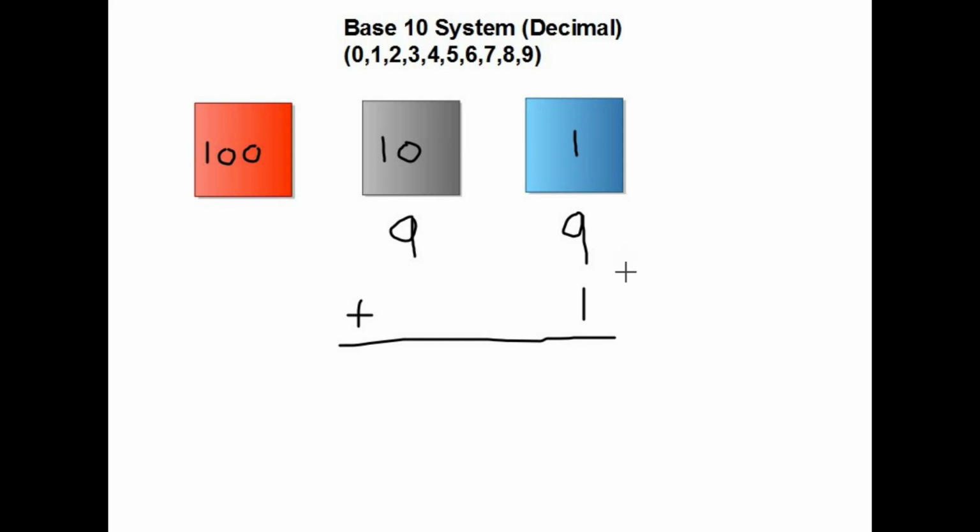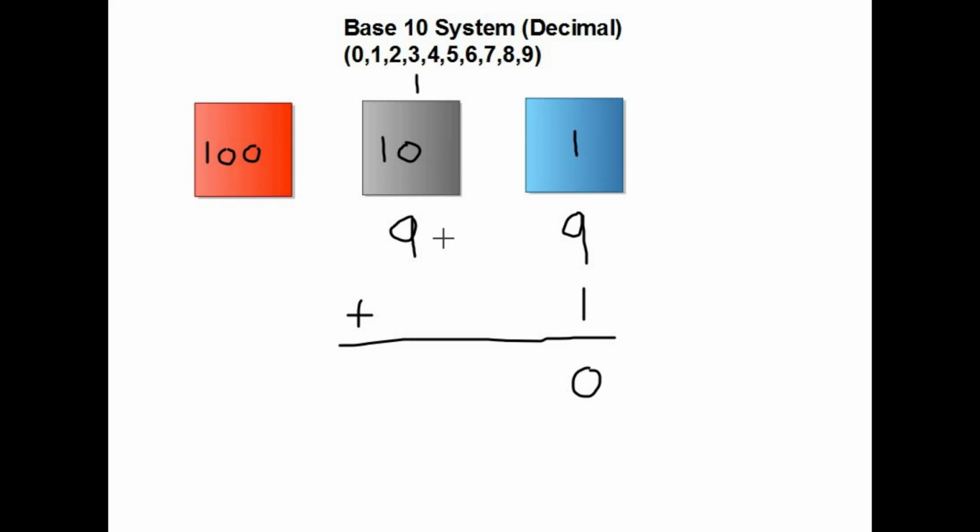Now since this column can have a maximum of 9 disks and we are trying to add 1 more disk to it, so we will have to mark it as 0. Take these 9 and this 1 disk and form a box of 10 and add it to this column. Now the problem here is that in this column we can have a maximum of 9 boxes filled with 10 disks each, and they're already full, so we cannot add another box to this column.